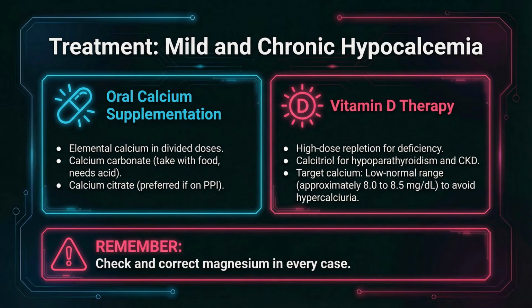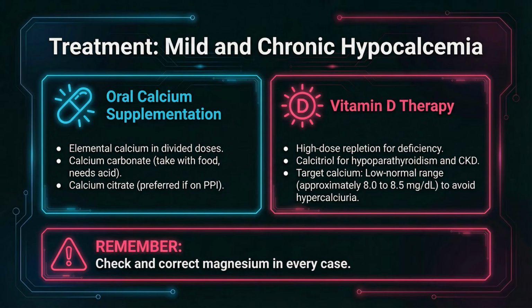For mild and chronic hypocalcemia, use oral calcium supplementation with elemental calcium in divided doses. Calcium carbonate requires gastric acid, so take it with food. Calcium citrate is preferred if the patient is on a proton pump inhibitor.